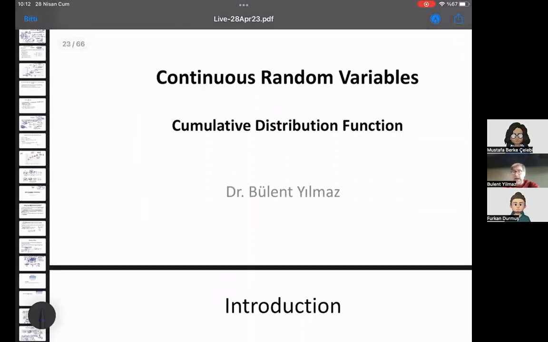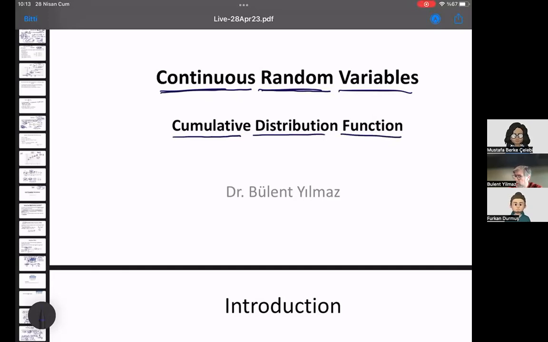Welcome. Okay, guys. So you have been considering continuous random variables, or you worked on them in the last couple of weeks. So we will consider continuous random variables for the last half an hour or so. So we will be considering continuous random variables and cumulative distribution function.